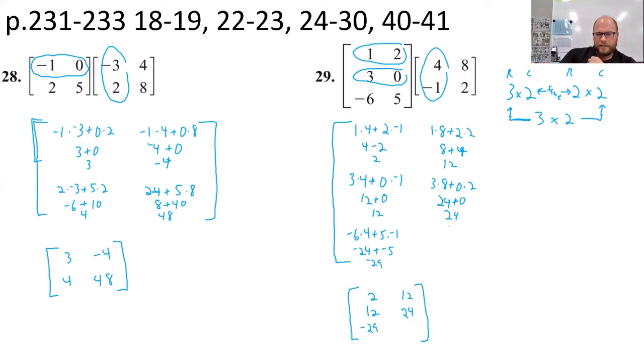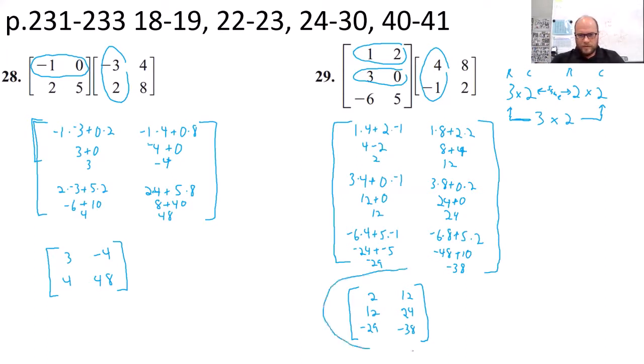And then finally, the last one, negative 6 times 8 plus 5 times 2. So negative 6 times 8 is negative 48. 5 times 2 is 10. Negative 48 and a positive 10 gives us negative 38. So again, this is our final matrix for that one.